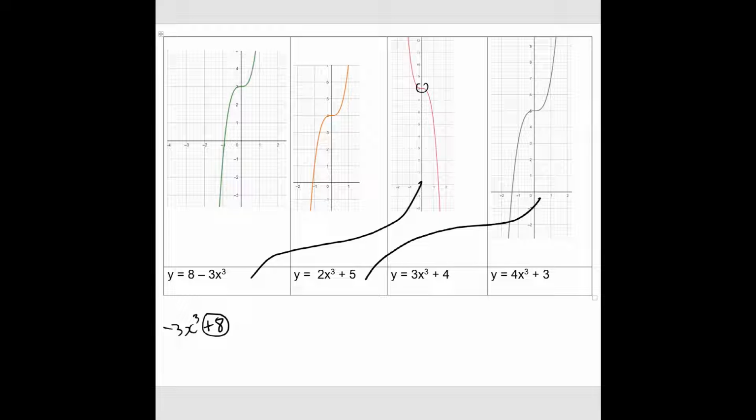Y equals 3x cubed plus 4, that's going to match with the orange graph, the second one, and 4x cubed plus 3 matches with the green graph, the first one.